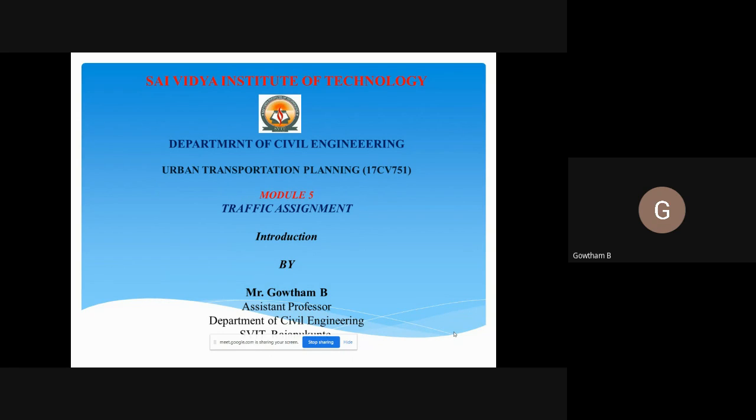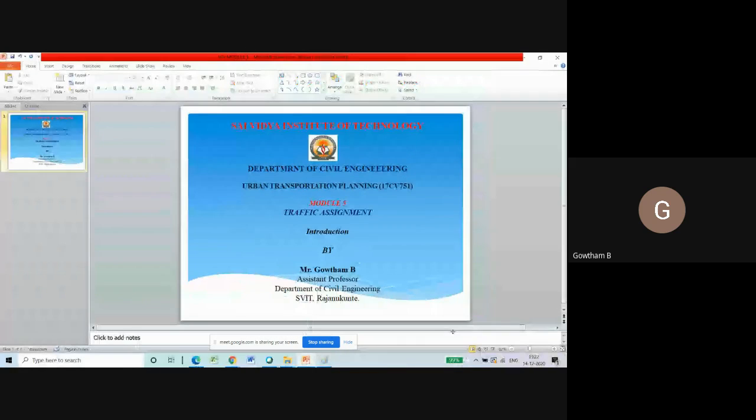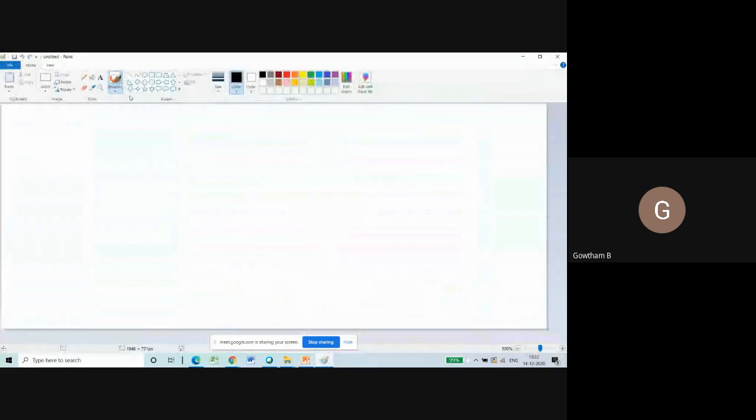In this session, I am going to discuss what traffic assignment is and how it will be useful in urban transportation planning. In order to understand this, let us have a small diagram on the screen. Let us assume two places are there. This is place number 1 and this is place number 2.